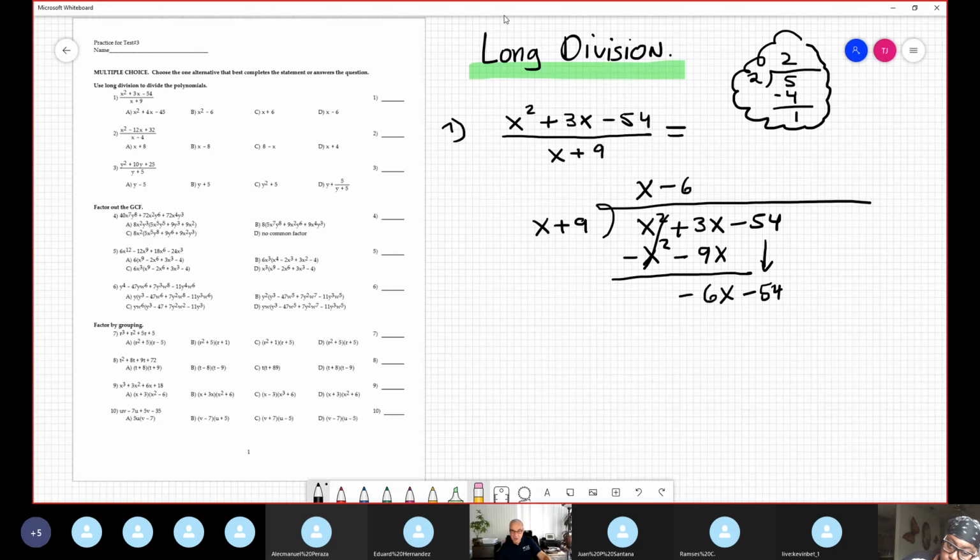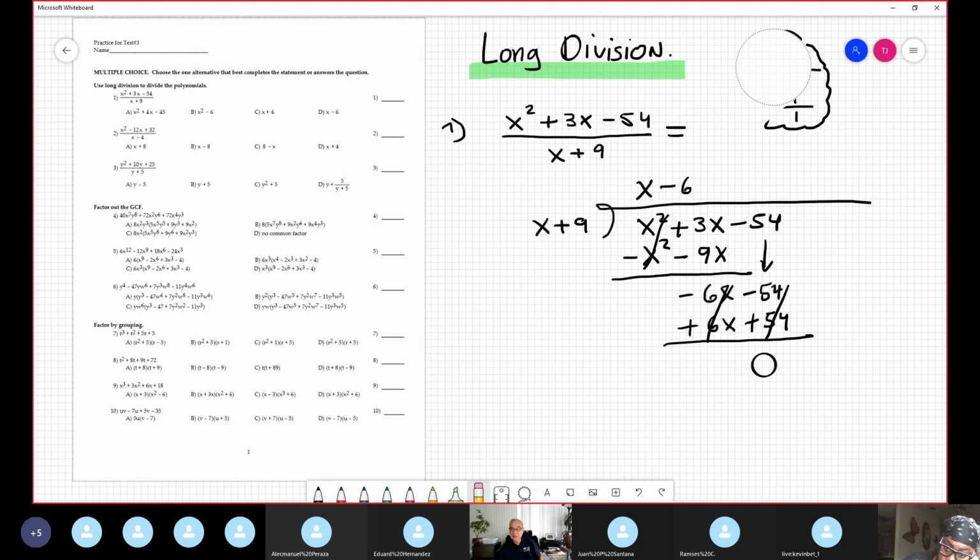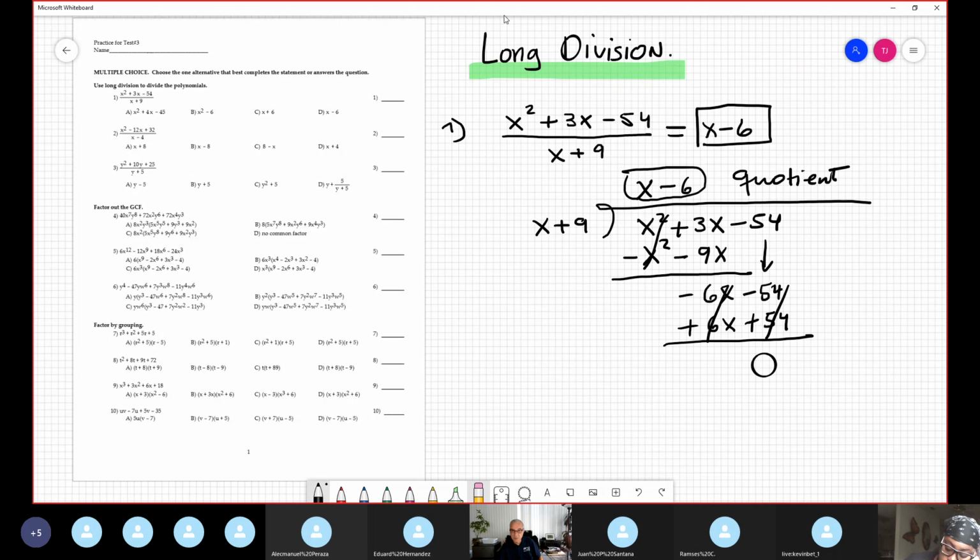Because negative 6 times x is negative 6x, and negative 6 times positive 9 is negative 54. But now subtraction, don't forget, subtraction changes the sign. And the answer is 0 remainder. So what is the final answer? The final answer is x minus 6, which is exactly the quotient part. Okay, this is the final answer. Any question? Long division. Practice.